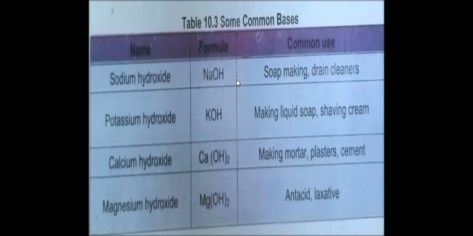Sodium hydroxide is used in soap making, hard soap making, and also as a drain cleaner. Potassium hydroxide is used in making liquid soap and shaving cream. Calcium hydroxide is used in making mortar, plasters, and cement. Magnesium hydroxide is used as an antacid and laxative.